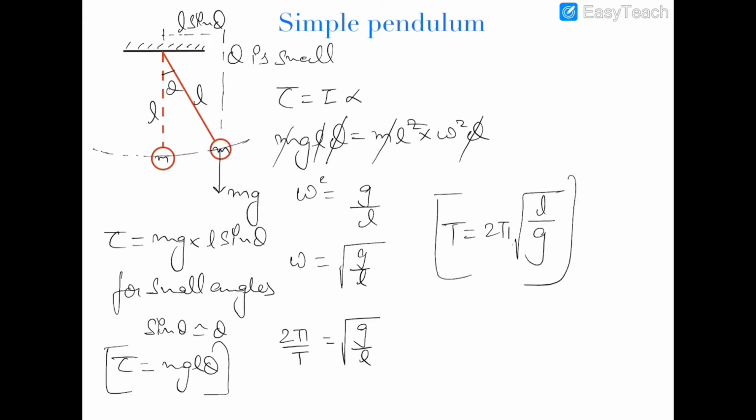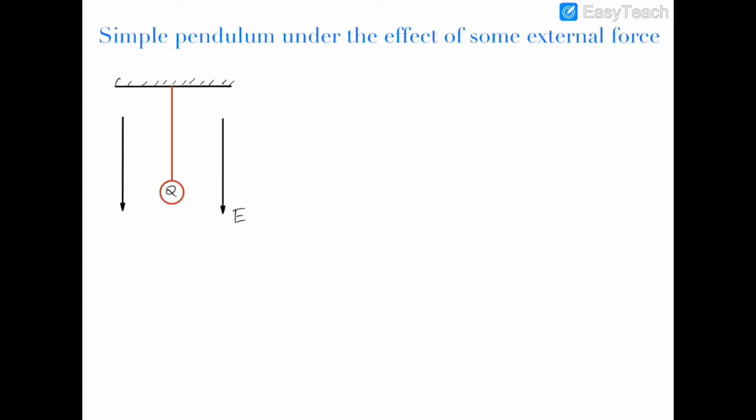So this is the time period of simple pendulum, and this is only valid when this angular displacement or angular amplitude is very small. Now let's move on to the next part. Now we are going to discuss that the simple pendulum is being applied with some external constant force. Then what will be the effect on the time period of the simple pendulum?